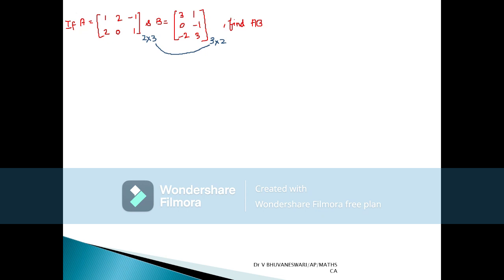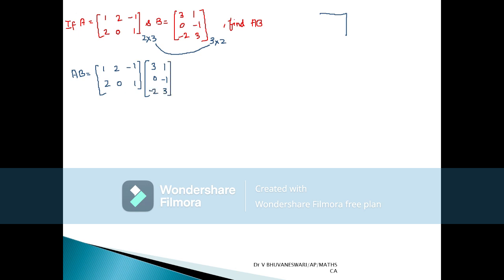To multiply any matrices, you need to keep in mind the number 7. That is, we first consider the rows of the first matrix followed by the columns of the second matrix. So I need to multiply A with B. A is 1, 2, minus 1, 2, 0, 1, and this needs to be multiplied with B, which is 3, 1, 0, minus 1, minus 2 and 3.